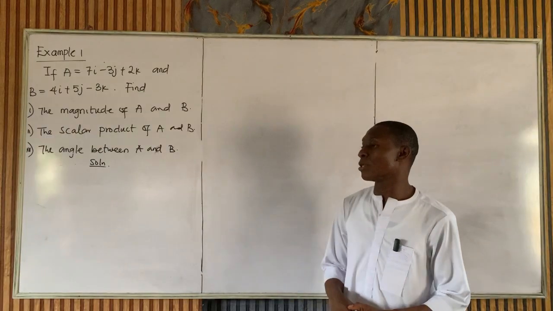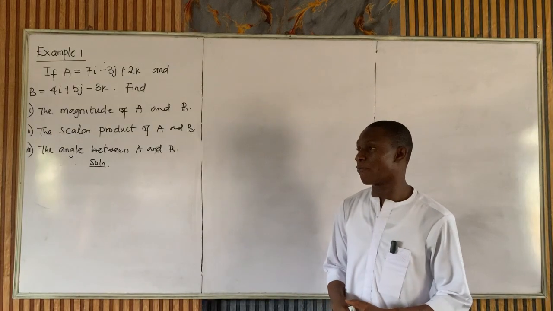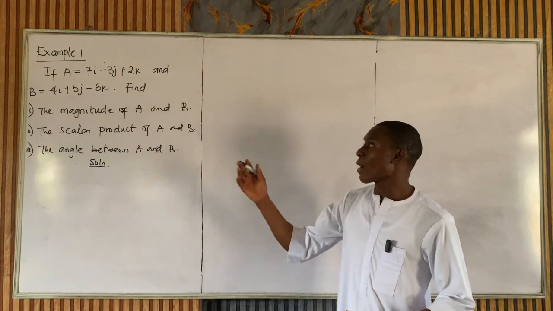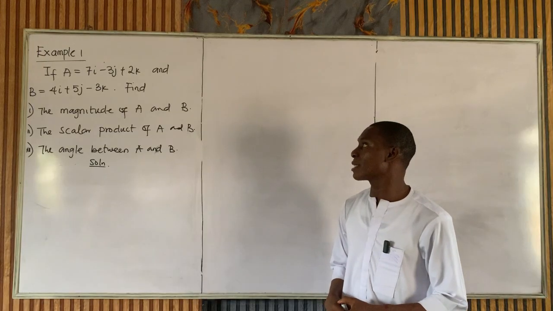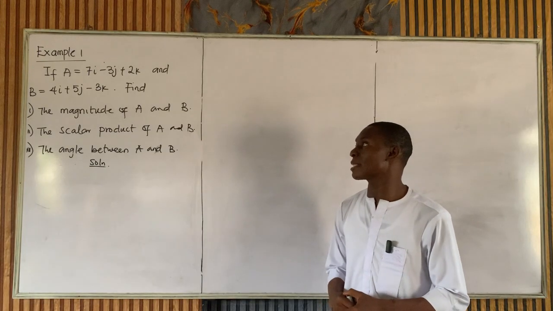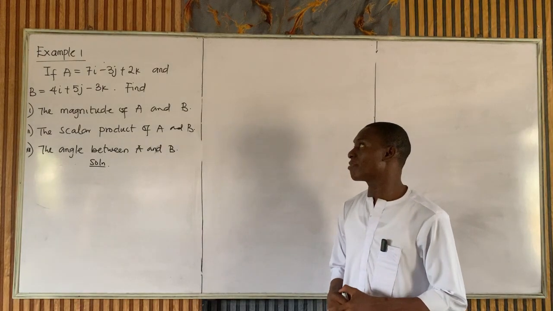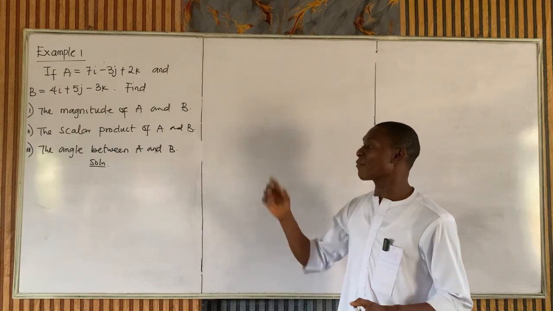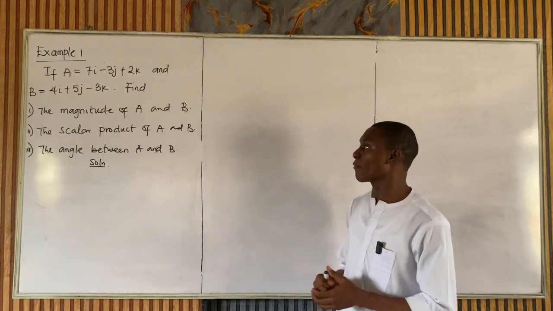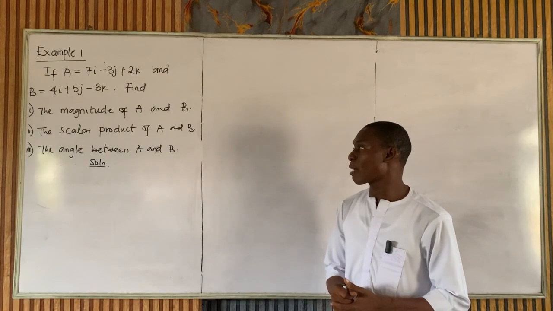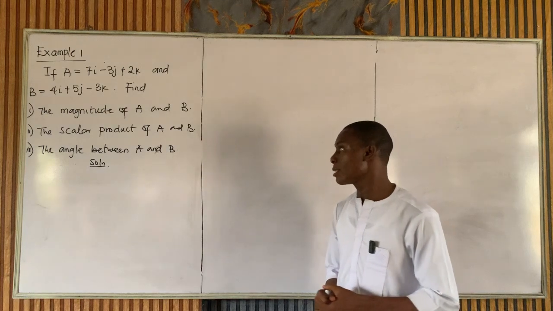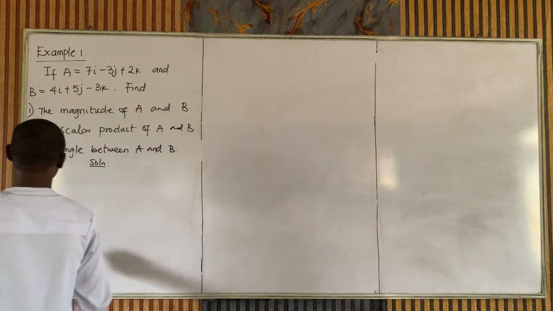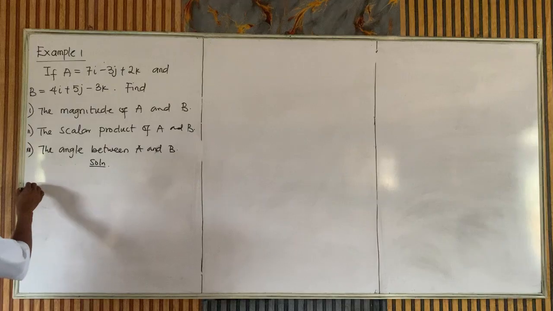Let's take example 1 on dot products now, of vector or scalar products. We are given that if A is equal to 7i minus 3j plus 2k and B is given as 4i plus 5j minus 3k, find one, the magnitude of A and B, two, the scalar product of A and B, and then the angle between A and B. Let's take this now. For the first one, looking at the magnitude of A.